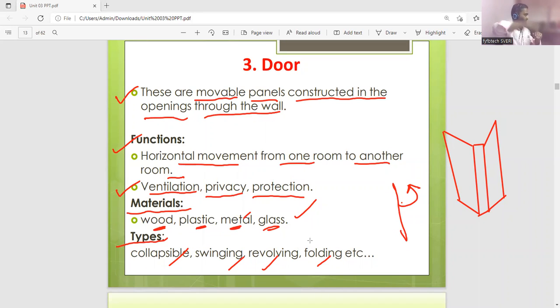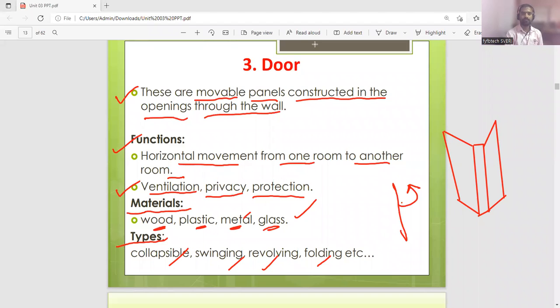Yes, the shop shutters, that is folding. Then collapsible means the one you see at a gate, if you fold it like this, like at the entrance of a gate. Yes, that is called collapsible. If you want an image, you can search on Google and you will get the image also. Okay, is it clear everyone? Yes, sir.